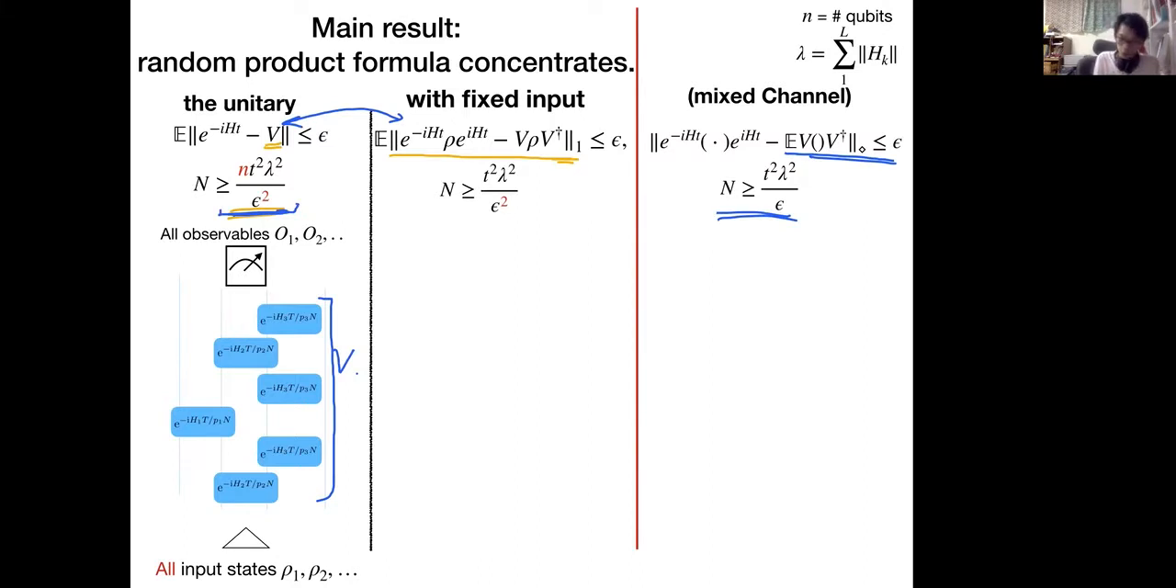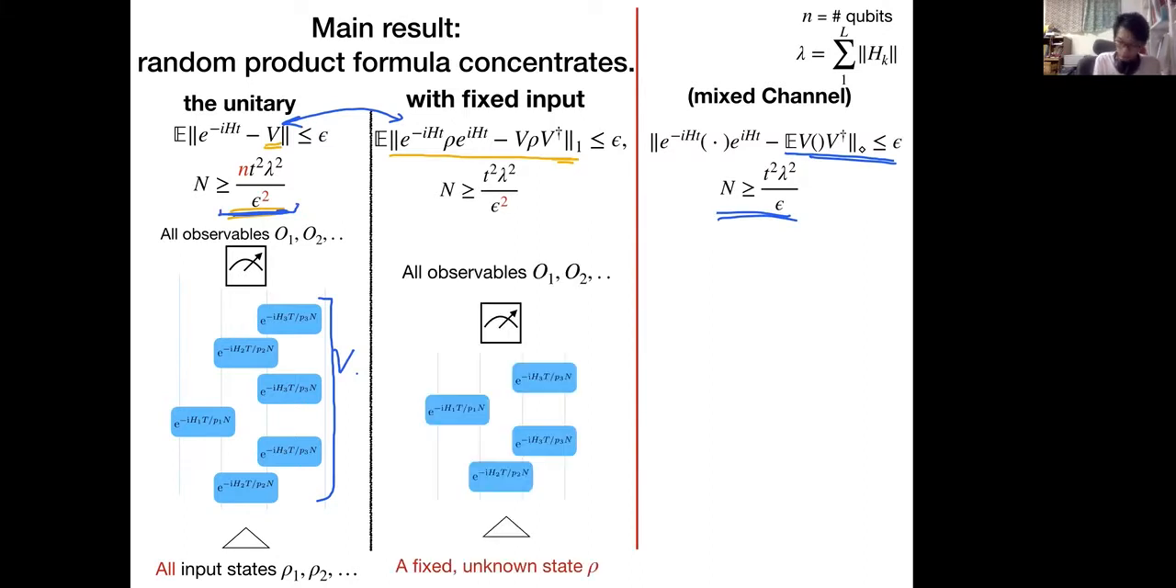However, if you only care about a certain input state, it doesn't need to. You don't have to have its description. It could be unknown, so long as it's fixed before you run the program, then you have this better performance guarantee. What's really crucial here is that you cannot optimize your state after you see the gate sequence. So there really is an order of quantifier issue here.